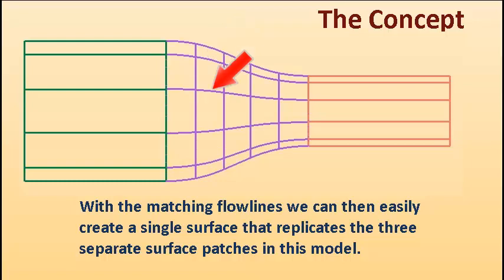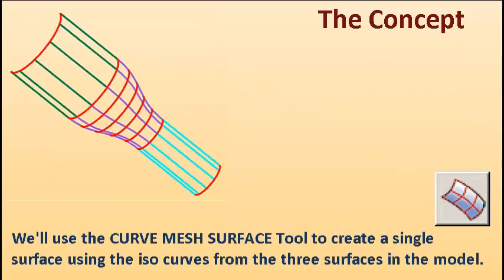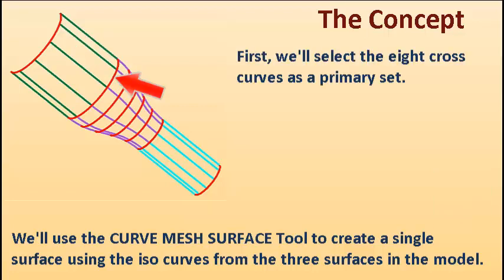With the matching flowlines, we can then easily create a single surface that replicates the 3 separate surface patches in this model. We'll use the Curve Mesh Surface tool to create a single surface using the ISO curves from the 3 surfaces in the model.